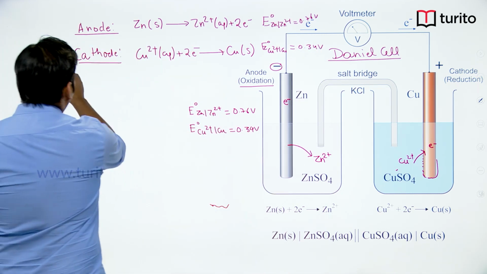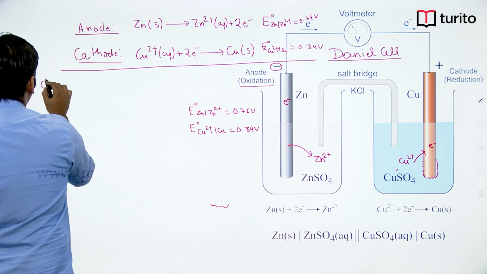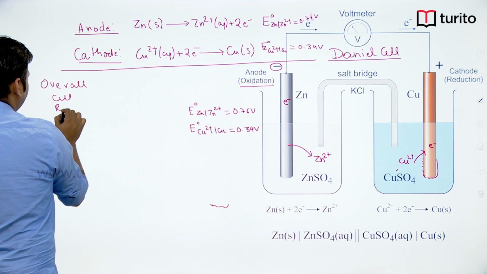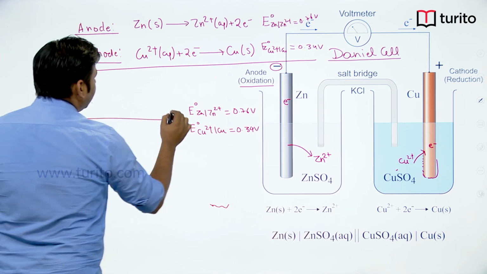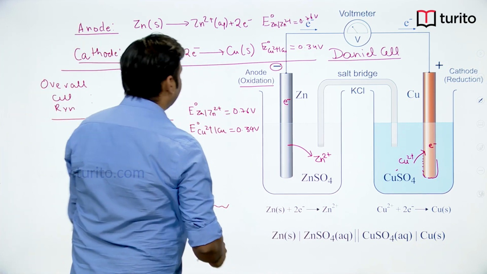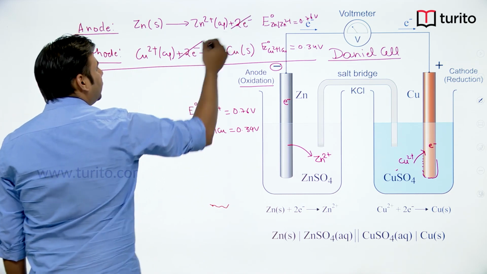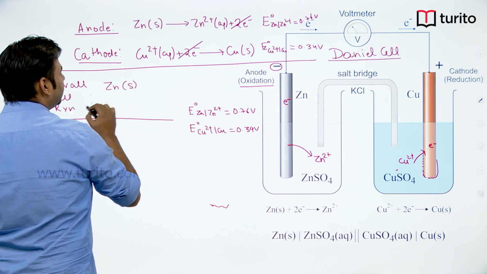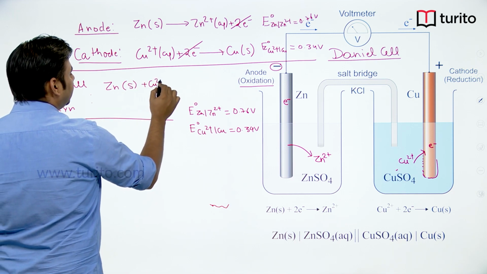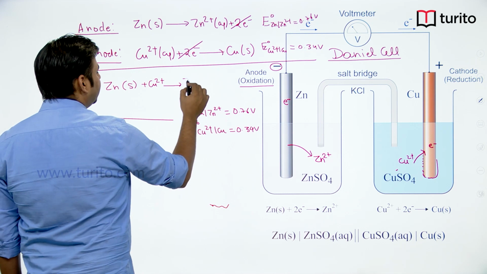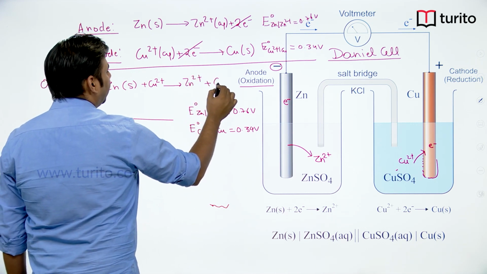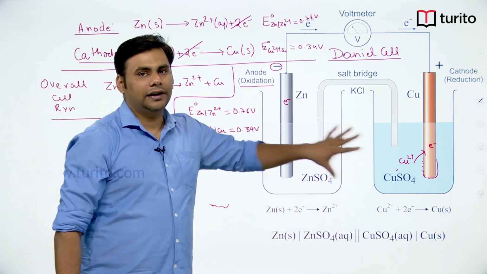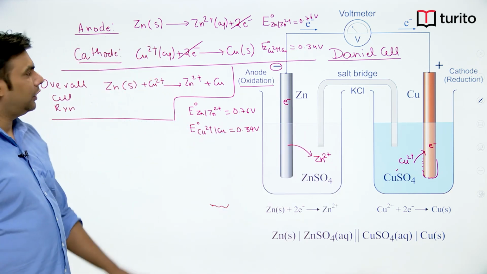Now if you add both the reactions, we will get the overall cell reaction, the overall reaction that is happening in the cell. So when you are adding, we know that the 2 electrons would get cancelled out. So we'll say that zinc solid plus copper 2 plus is changing into zinc 2 plus plus copper. So this is the overall reaction that is happening in this Daniell cell. Hope this is clear to you.